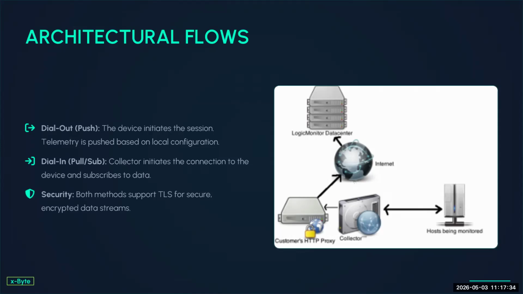The second model is the pull model. Pull model is basically dial in. It means input. We have a collector. Collector means the server which collects the data, encodes and decodes the data, and then represents it. The collector initiates the session connection towards the network devices and then pulls the data from the devices. So these are two different models of telemetry.